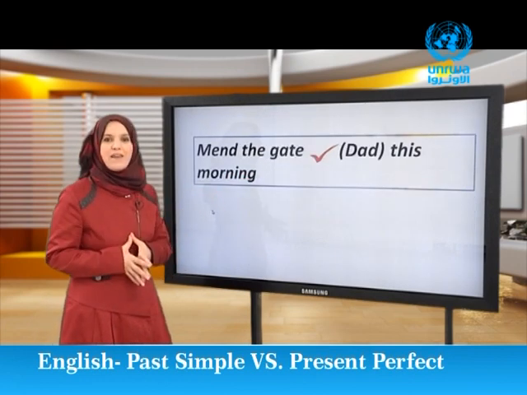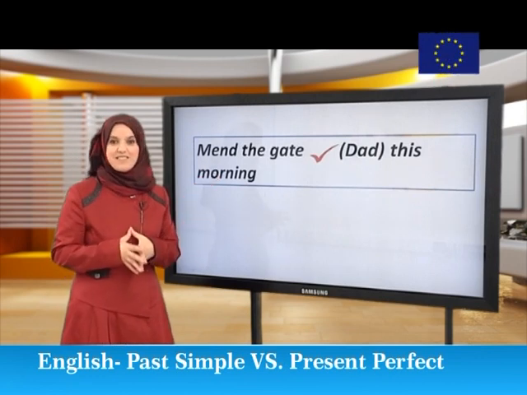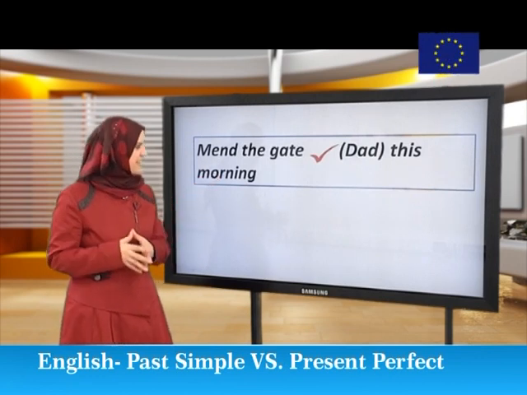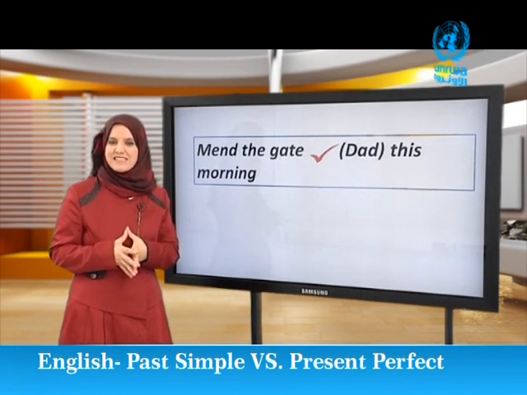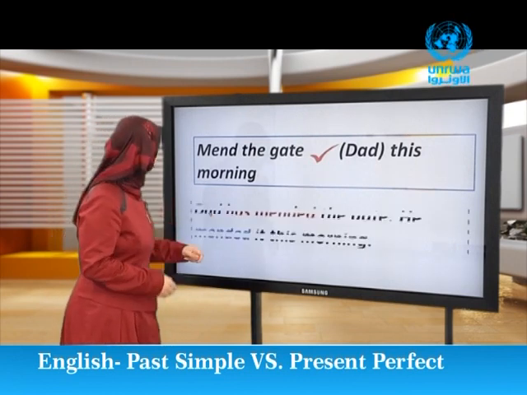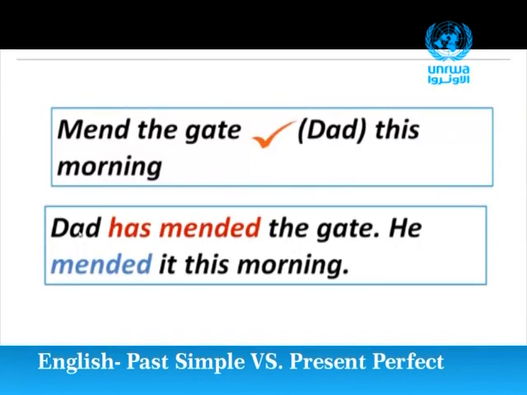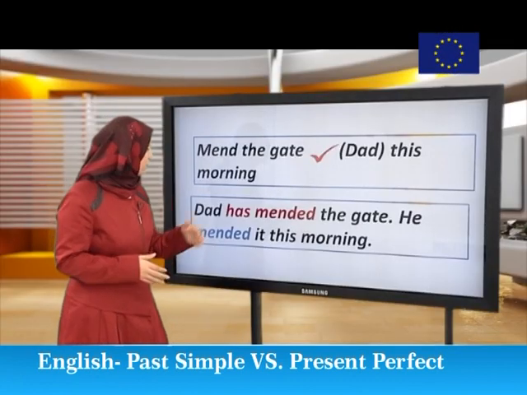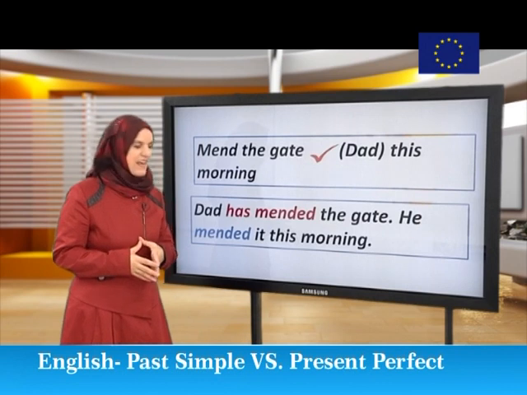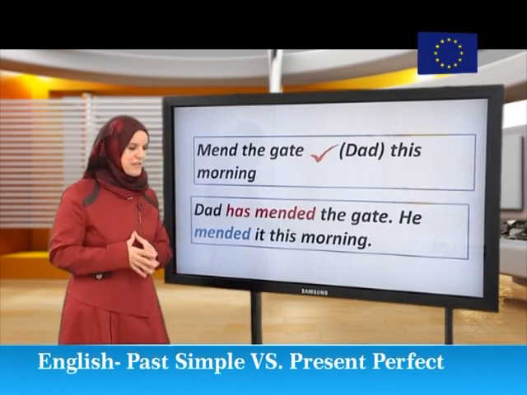And the last one, mend the gate. This job is for Dad. He did it this morning. Now, can you make sentences? Great. You can say, Dad has mended the gate. He mended it this morning. So we have two verbs, one in the present perfect and the other is in the past simple tense.